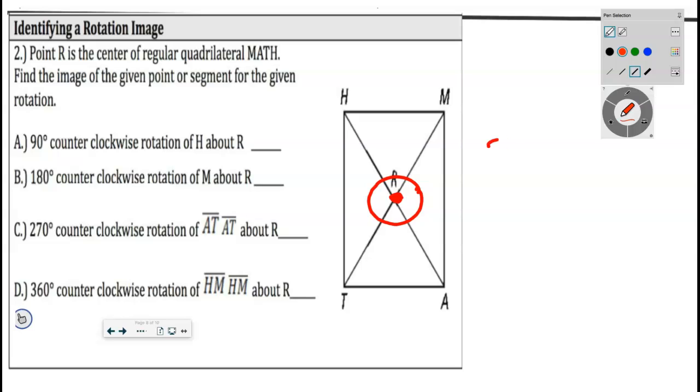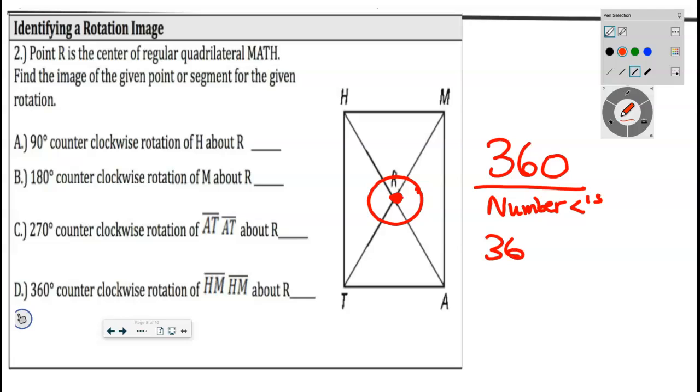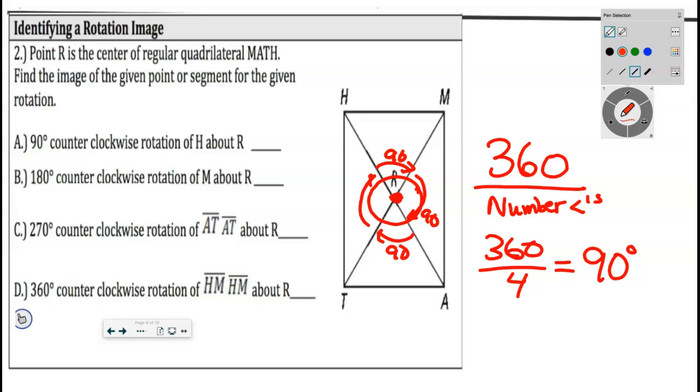So what you're going to do on the side here is you're going to go 360 divided by number of angles. You always will. If it was a pentagon, you do 360 divided by 5. If it was an octagon, you do 360 divided by 8. This is a square, so for ours, we're going to do 360 divided by 4. It will give you the degrees of one turn. So this is 90, this is 90, this is 90, and this is 90. So one click is going to be 90 degrees for this one.